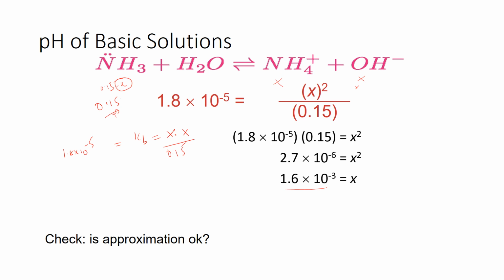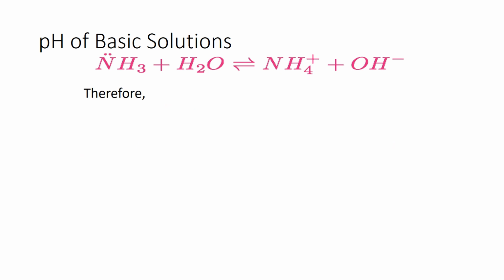But that is the concentration of OH, and the concentration of ammonium, X is the concentration of ammonium and this. But remember, we are supposed to determine pH, but here we have OH. Okay? So what then are we supposed to do? The concentration of OH is equal to 1.6 times 10 to the power of negative 3 molar.